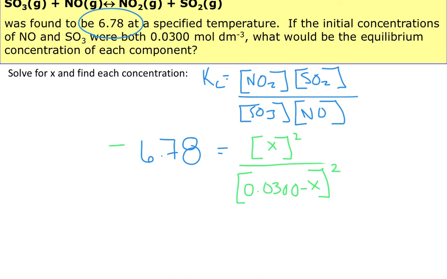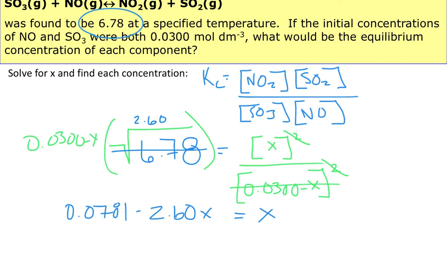So I'm going to go ahead and find the square root of both sides to simplify this a bit, and then I'm going to multiply that by what we have in our bottom here of the 0.03 minus x. So first the square root of 6.78 is 2.60, and then we're going to distribute that. So we have 2.60 times 0.03 is 0.0781 minus the x times the 2.60, or 2.60x.